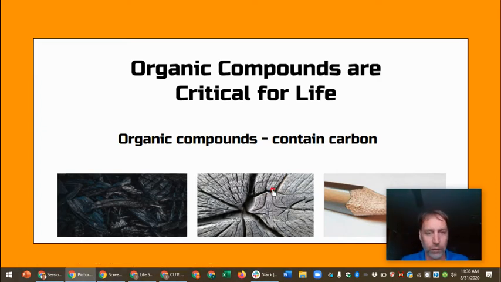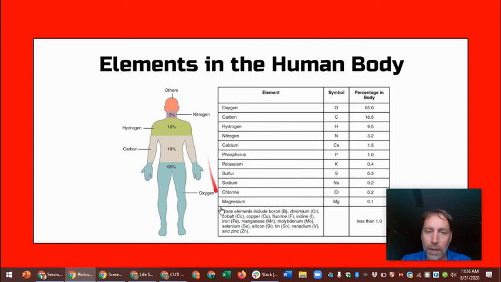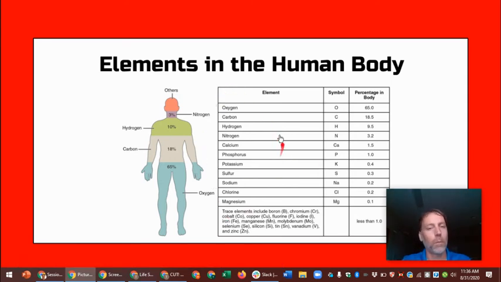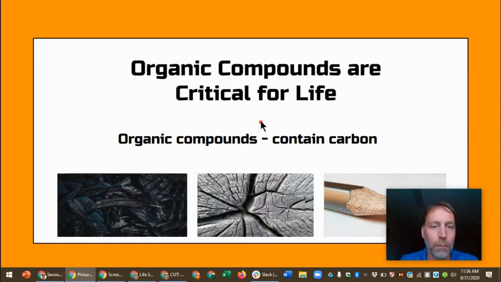Now, the compounds that are in your body will be made up of these types of elements here. So remember, elements are by themselves, and when they combine together with another type, so like C and O would make carbon dioxide or carbon monoxide, those are called compounds. So we're going to talk about the organic compounds, and anything that's considered an organic compound must contain carbon.